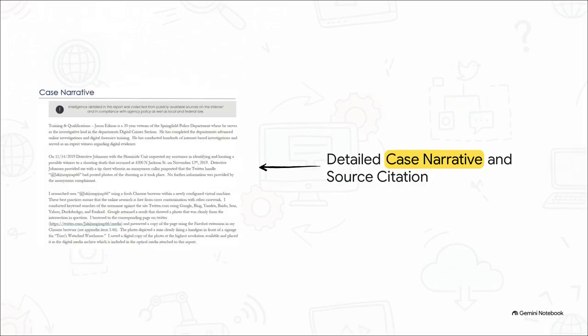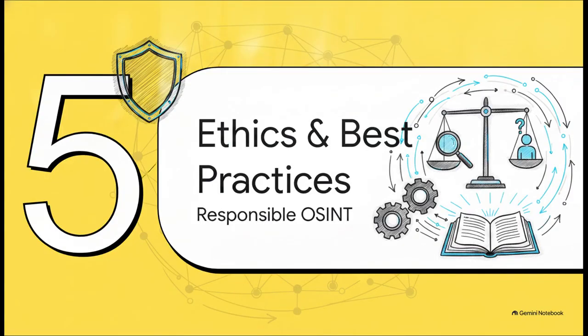Alongside the summary, you absolutely need a detailed case narrative. This means explicitly documenting exactly how you configured a fresh virtual machine, the specific search engines you used, and the exact URLs and extensions utilized to preserve the data. This level of documentation is vital. It ensures your investigation is entirely reproducible, that the evidence is archived properly, and that your workflow can actually withstand rigorous legal scrutiny.